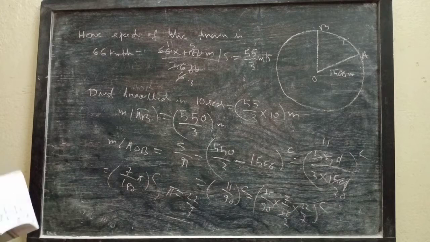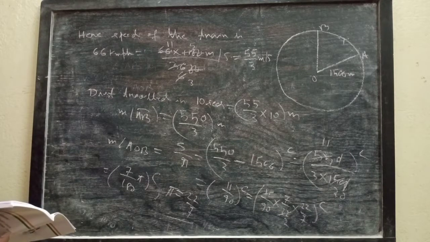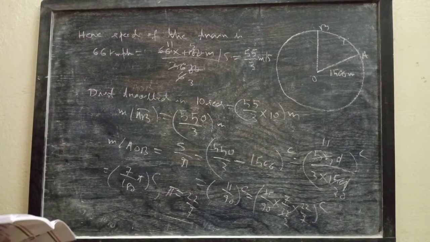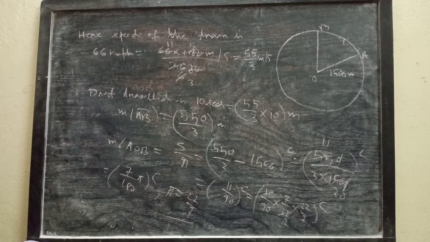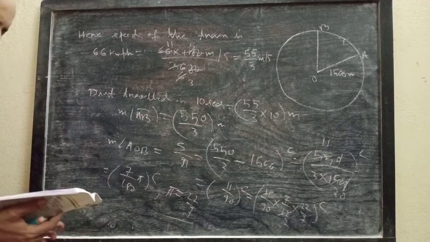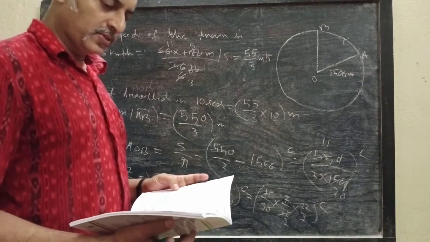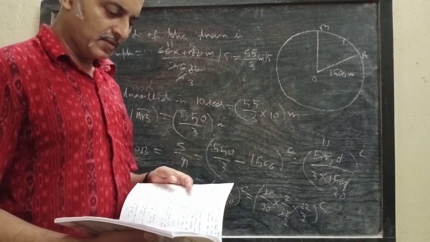Okay. Find the distance from the eye at which a coin of 2 cm diameter should be held so as to conceal the full moon whose angular diameter is 31 minutes.